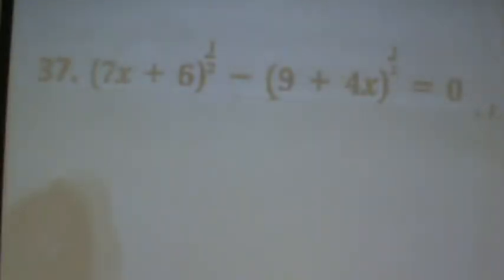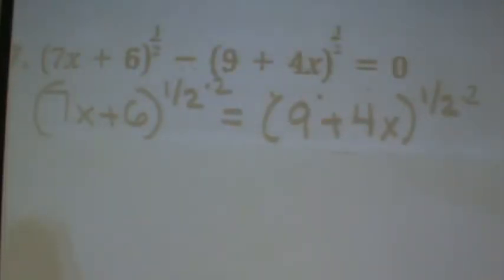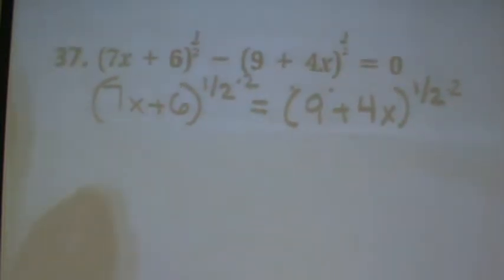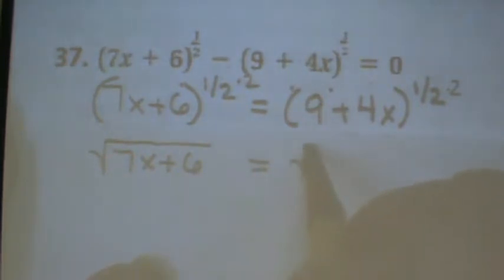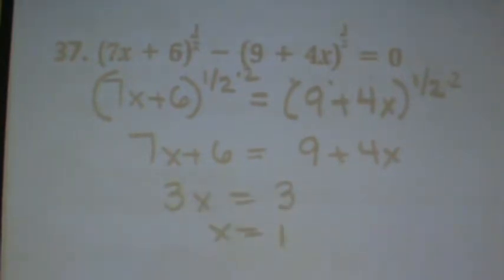So on 37, what would you suggest we do on that one? Same thing, we're gonna subtract. See this negative 9, negative quantity? You're gonna bring this to the other side and make it a positive. You're gonna change the sign. And what's another way of saying to the 1/2 power? It's the same as the square root of 7x plus 6, right? So what are you doing with these radicals? You're squaring both sides, removing them, and you end up with just this equation. You should get x equals 1.